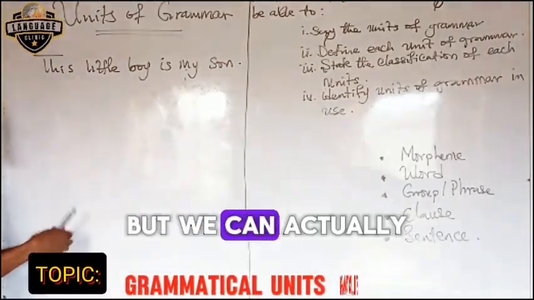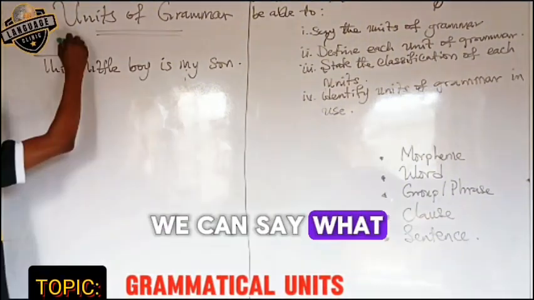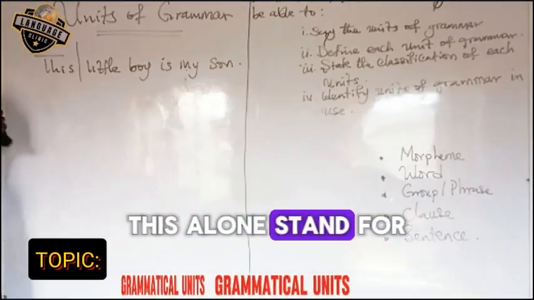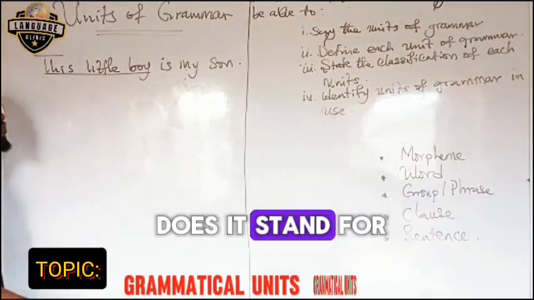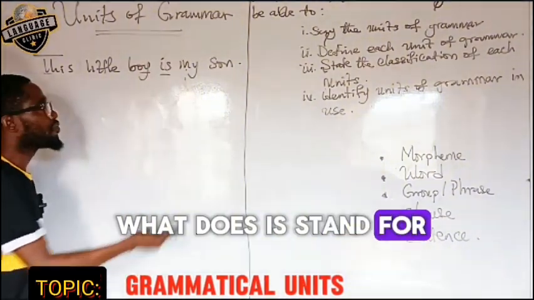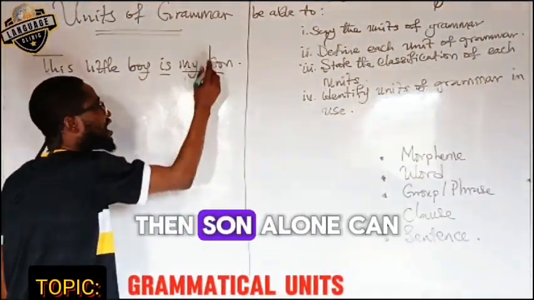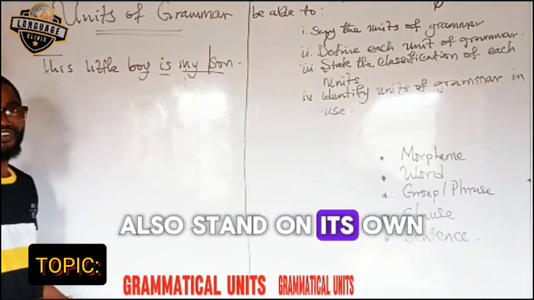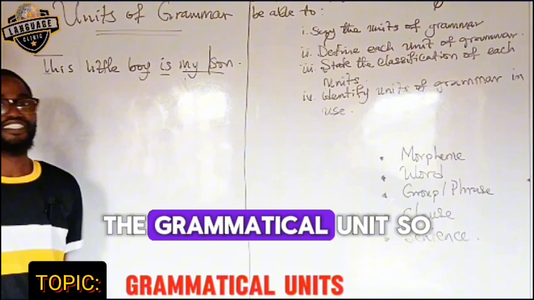But we can actually divide this. What does this, the little boy, stand for? We can also have my son. What does it stand for? Then son alone can also stand on its own. So all these will bring us to what we call the grammatical unit.